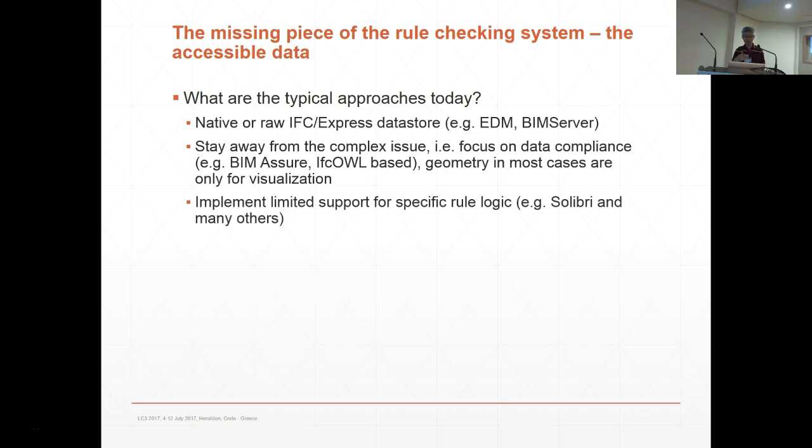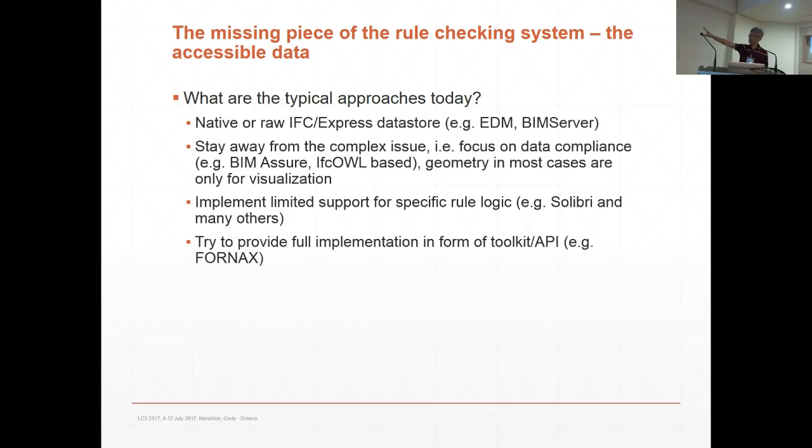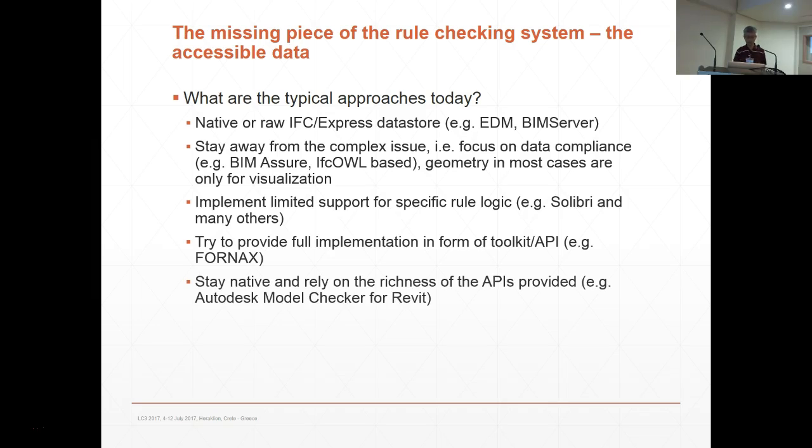Or implement limited support of specific or pre-built logic, like what you will find in Solibri. Or provide APIs, which is what we tried with Fornax, which is used in the Cognitive plan check system, but it's very heavy and very expensive to do. Some stay with native, like Revit and the Autodesk Model Checker. It's limited to only Revit.